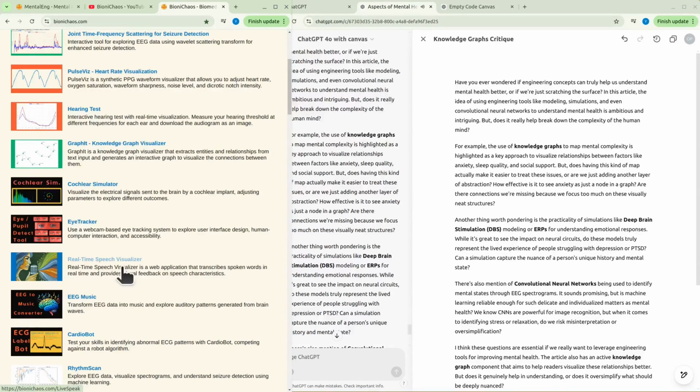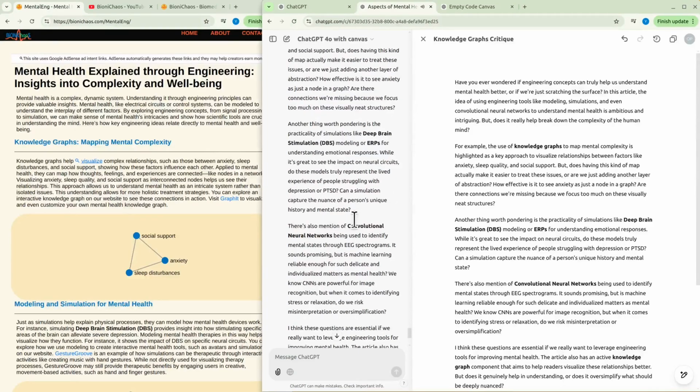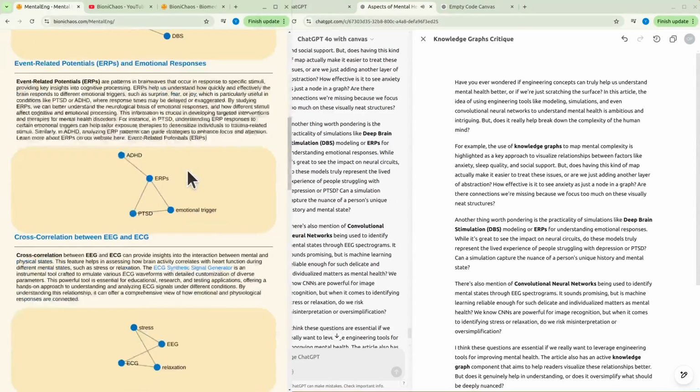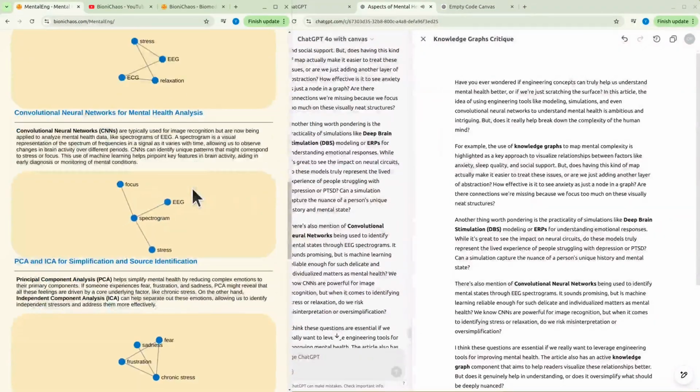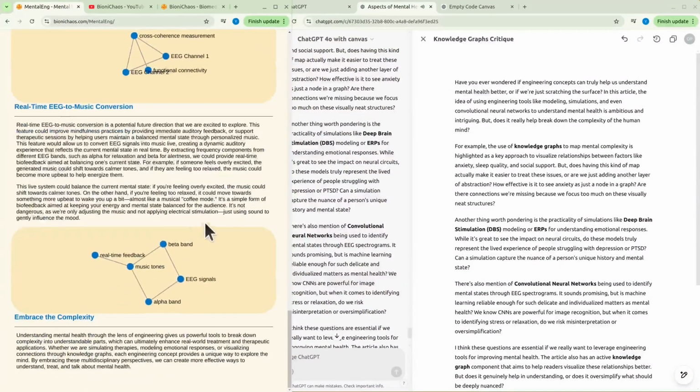For example, the use of knowledge graphs to map mental complexity is highlighted as a key approach to visualize relationships between factors like anxiety, sleep quality, and social support. But does having this kind of map actually make it easier to treat these issues, or are we just adding in another layer of abstraction? How effective is it to see anxiety as just a node in a graph? Are there connections we're missing because we focus too much on these visually neat structures?